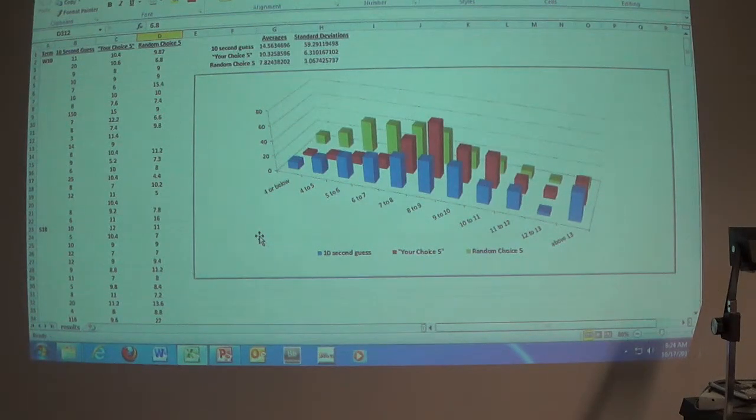So, let's assume that blue and red have the same average. Tell me how green is different, average-wise. No, green has a smaller average. It's got a smaller average.